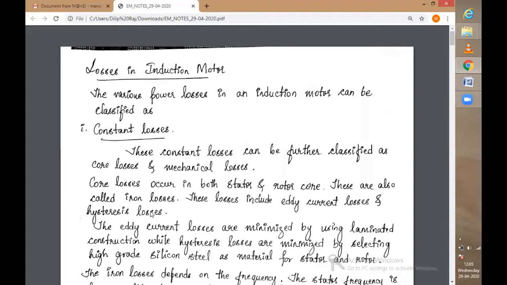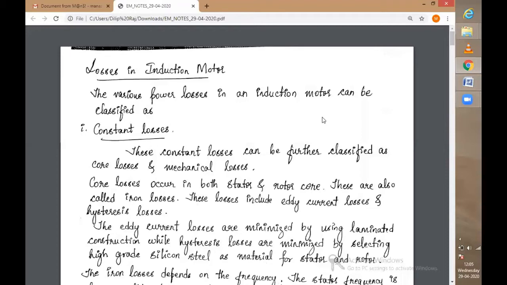Whereas eddy currents are nothing but the circulating currents found on the surface of the magnetic material. This is because whenever an EMF gets induced in any magnetic material, this leads to the development of circulating currents on the surface, which further leads to heating of the magnetic material. So this is accounted as eddy current loss. These two losses together are called core losses or iron losses.